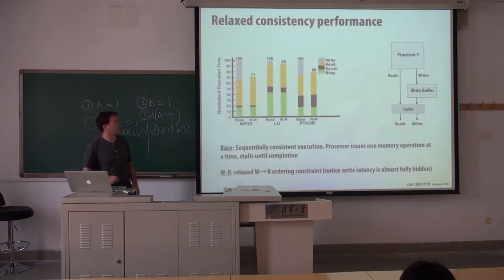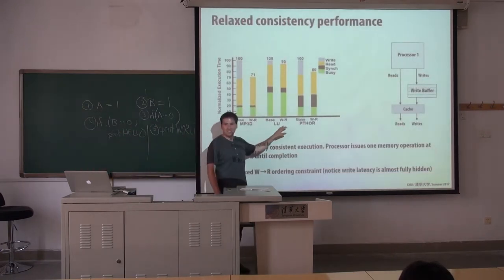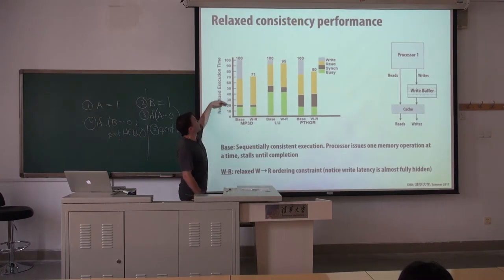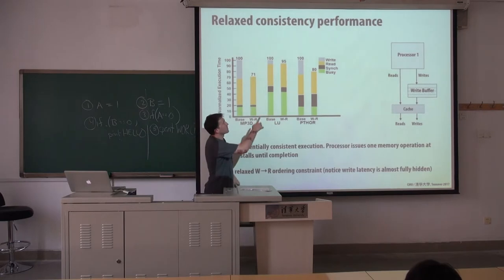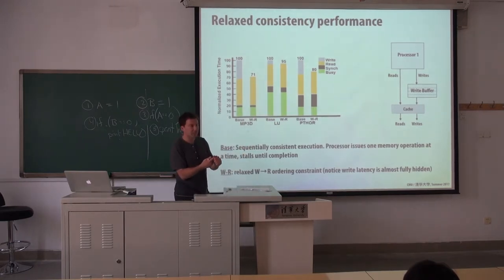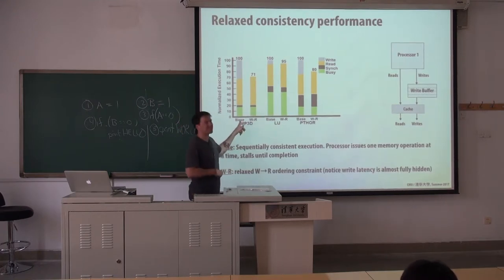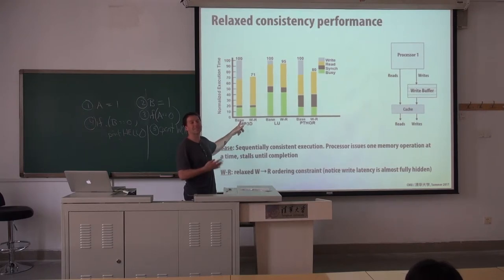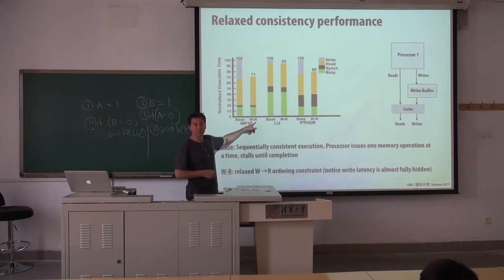If you look at this chart, these are three different applications. This is the performance, or the execution time. The execution time is broken down into time spent on write instructions, time spent on read instructions, and time spent doing other stuff. Notice the difference between a system with full memory consistency, the baseline, sequential consistency, versus a system that relaxes read after write ordering. What is the difference between the two bars?